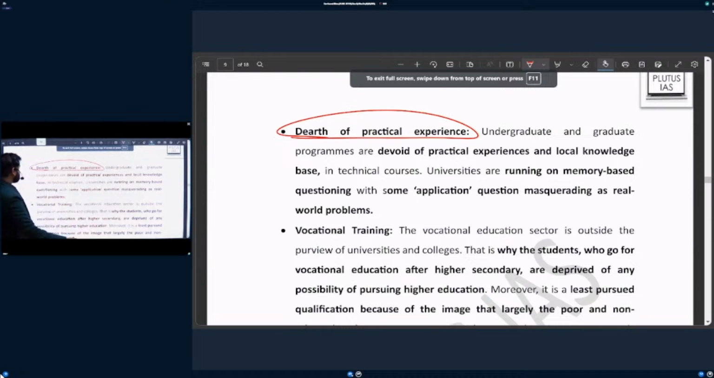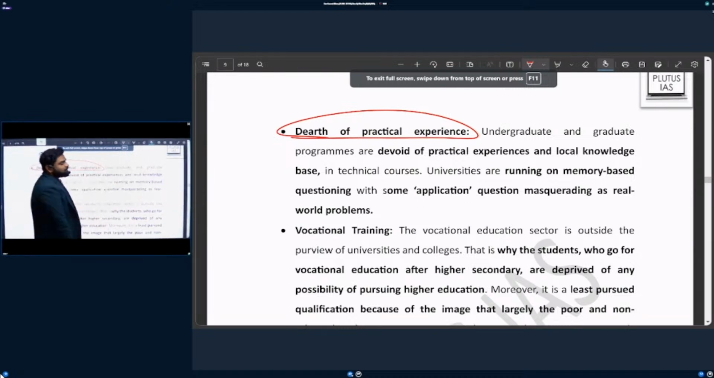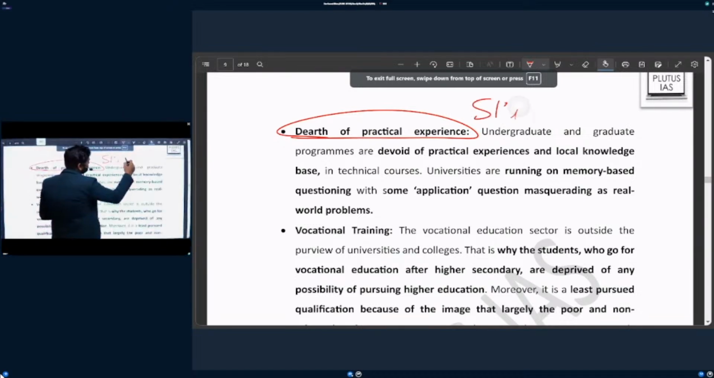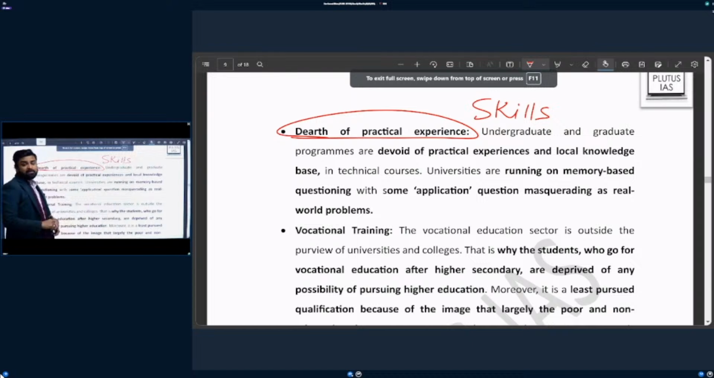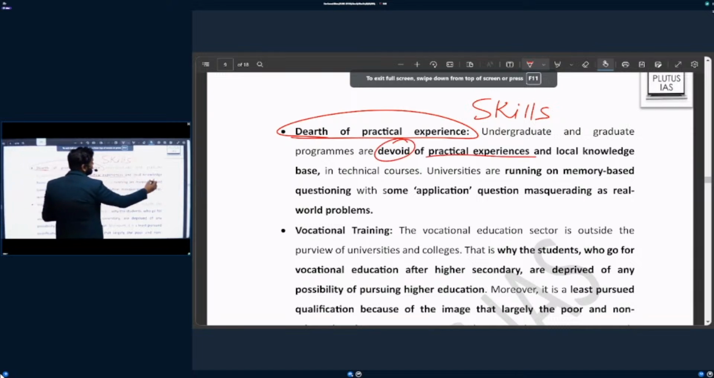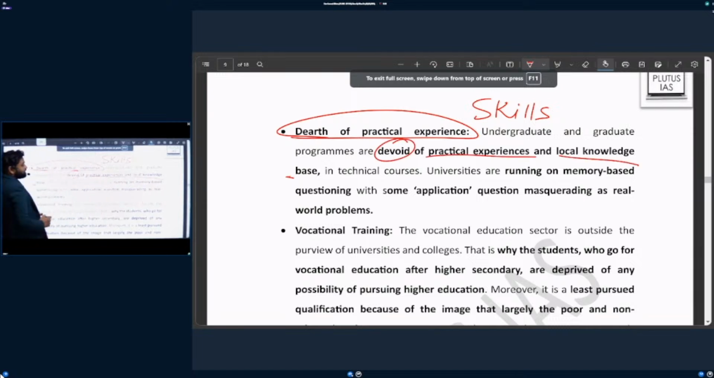The biggest problem with India's higher education is dearth of practical experience, basically simply stating lack of skills. Our education system works on rote learning and exam passing. It has less focus on imparting skills, and that is the biggest concern, that it is devoid of practical experience and local knowledge base, particularly in technical courses.